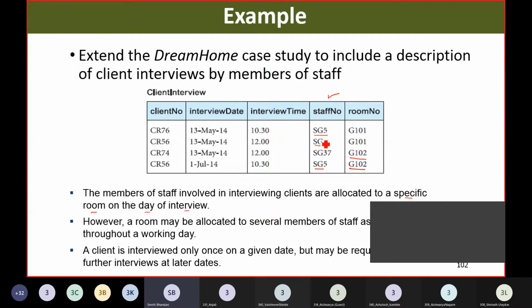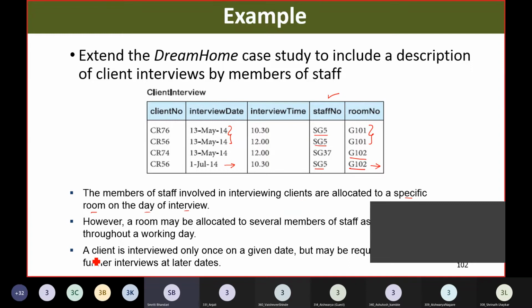So the interviews that are conducted on the same date are at the same location. But for the same staff number SG5, the interview that is scheduled on a different date is having a different location, right? So if we look at this data, we may come up with several functional dependencies.